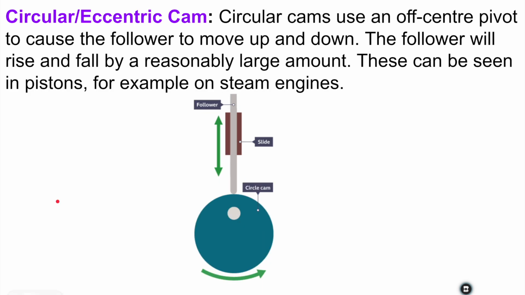Circular or eccentric cams are cams that use an off-center pivot to cause the follower to move up and down. The follower will rise and fall by a reasonably large amount. These can be seen in pistons, for example, in a steam engine.